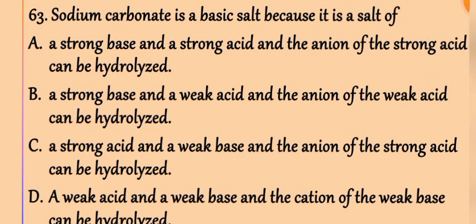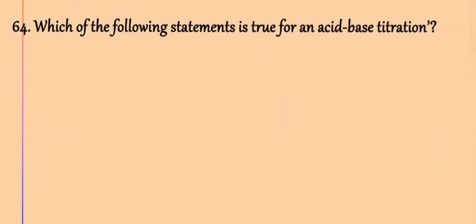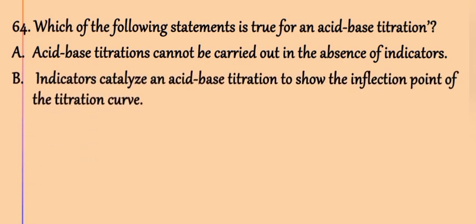ስለዚህ መልሱ ምን ይሆናል ማለት ነው ቢ ነው ማለት ነው። እዚህ የምናየው ይሄ ሶዲየም ካርቦኔት is a salt of strong base and weak acid ነው and the anion of the weak acid can be hydrolyzed የሚለው ይሆናል ማለት ነው። So the answer is B. Question 63 which of the following statement is true for an acid base titration? A acid base titration cannot be carried out in the absence of indicator. B true የተባለ ነው። B indicator catalyzed an acid base titration to show one of the inflection points of what?